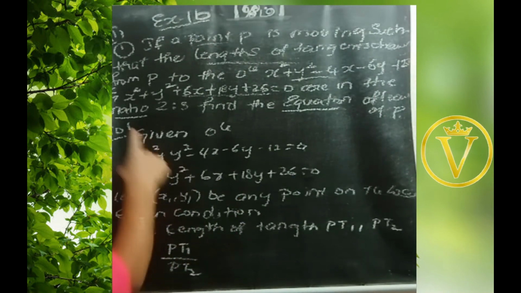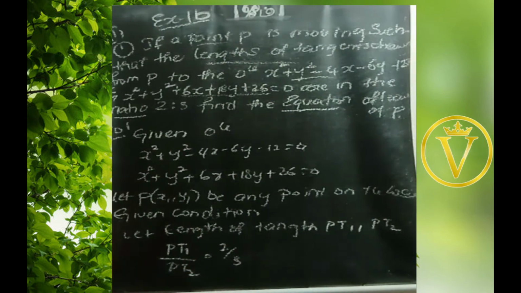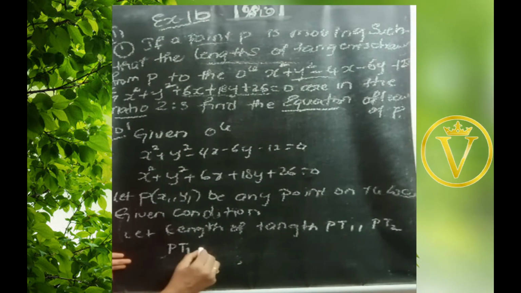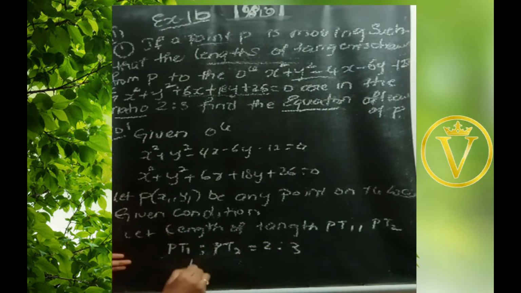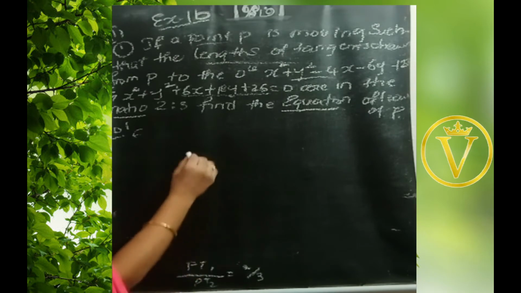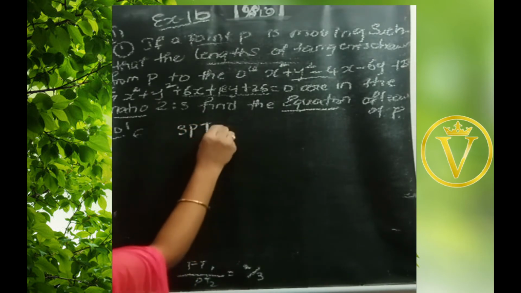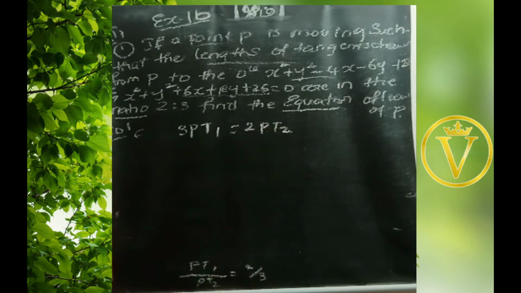PT1, PT2 are in the ratio 2:3. So they have given like this. Actually, they have given PT1 : PT2 equals 2:3. Now I am writing it like this, equals 2/3. Now we have to do cross multiplication. 3PT1 equals 2PT2. Okay?